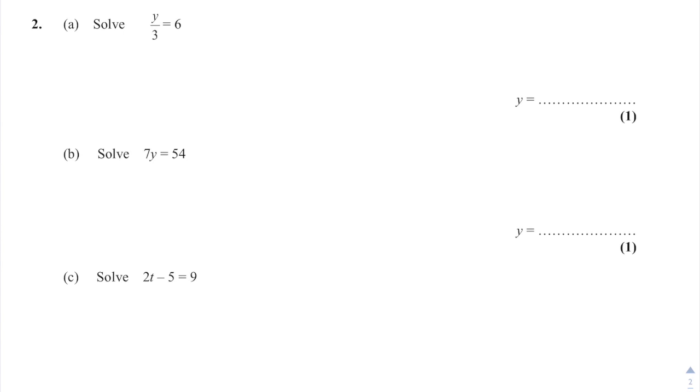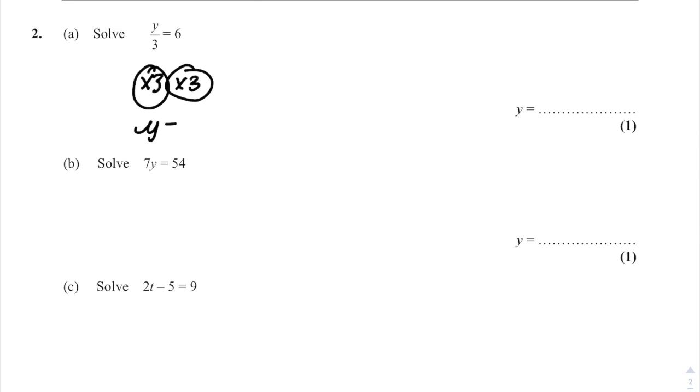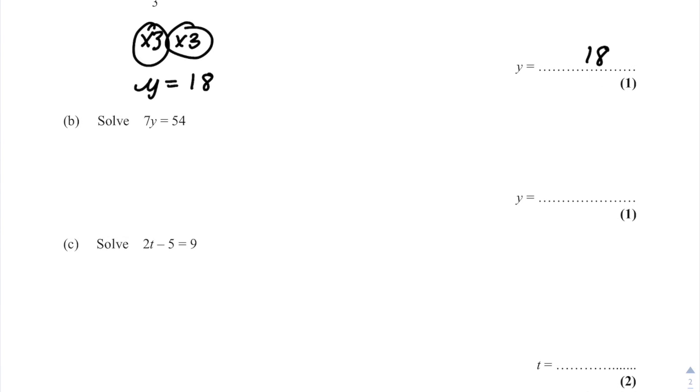So what we're going to do, as in the previous example, going to times by 3 on both sides. So we've got y equals 6 times by 3, which equals 18. Fantastic. So for 2b, we've got 7y equals 54.